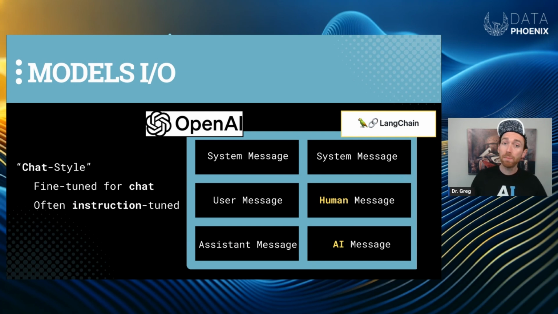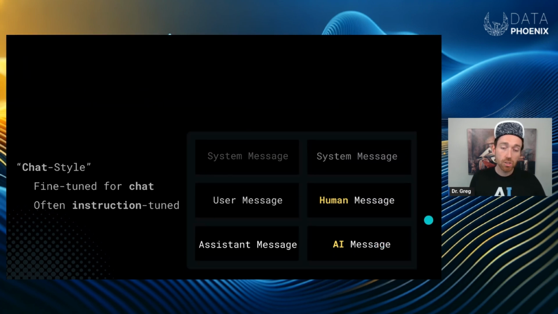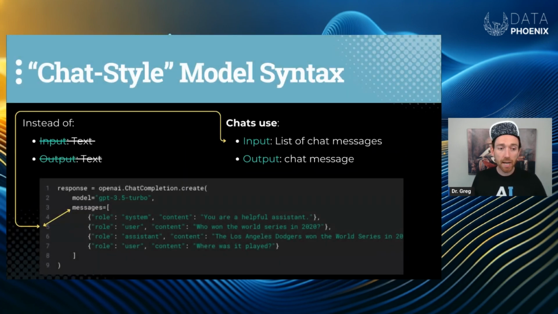If you're familiar with the OpenAI API, you might be familiar with the system user assistant messaging. In LangChain, they've articulated this a little more specifically with the system human AI message templating. This chat style model syntax from OpenAI essentially takes in a list of messages and outputs a single chat message. And the roles here, system, user and assistant, are worth noting.